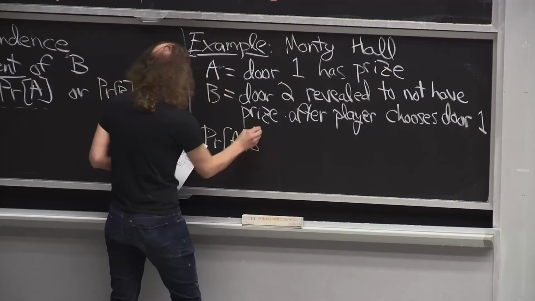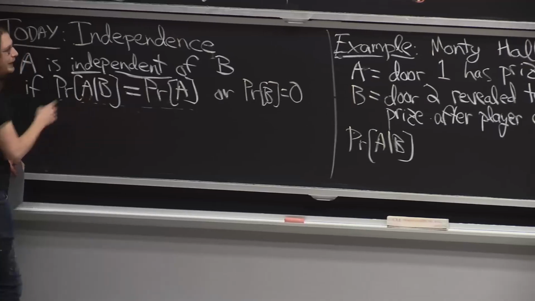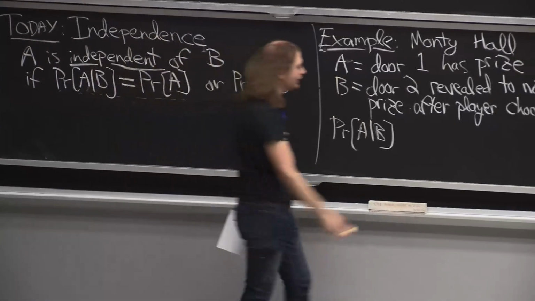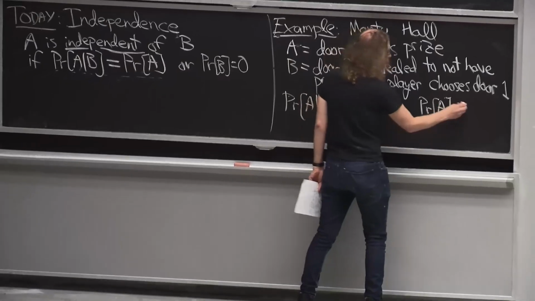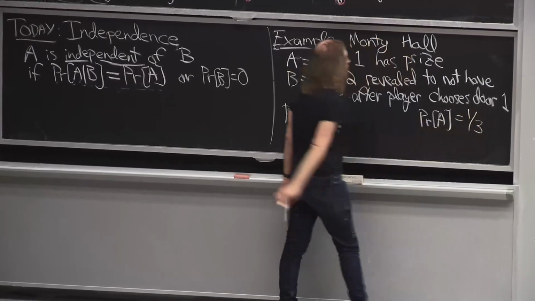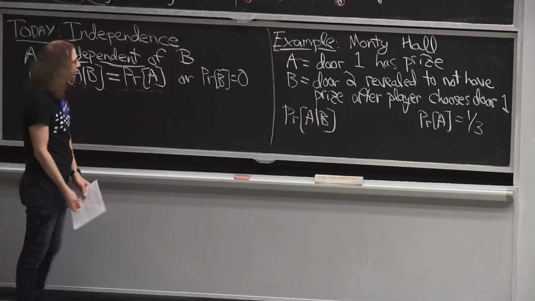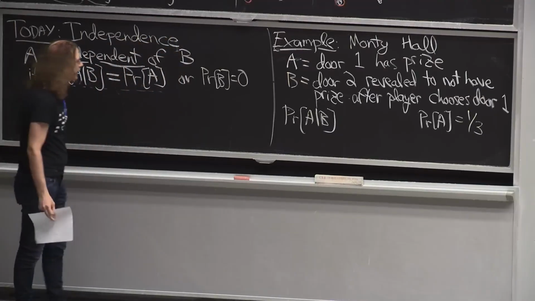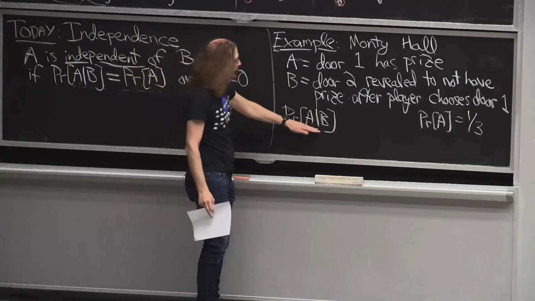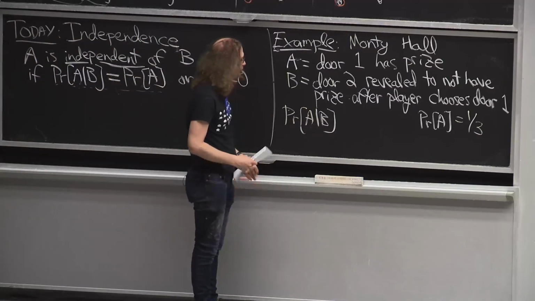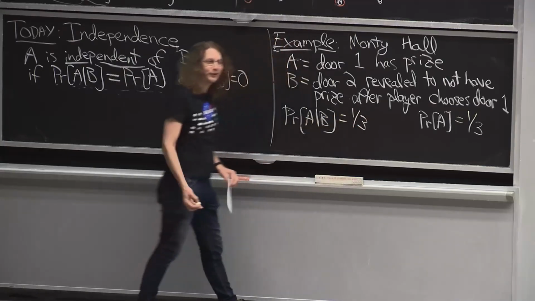And the way we can determine that is by computing these two probabilities, probability of A and probability of A given B. Now, probability of A, we know, is 1/3. Right? This is just, does door 1 have the prize? That's uniform random, so 1/3 for that. And so for this to be independent, it better be the case that probability of A given B is also 1/3. And if you think about it, that is one of the things we computed.